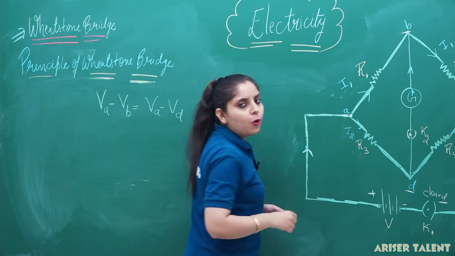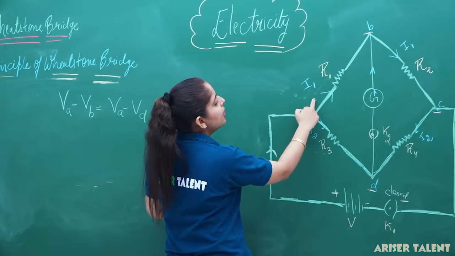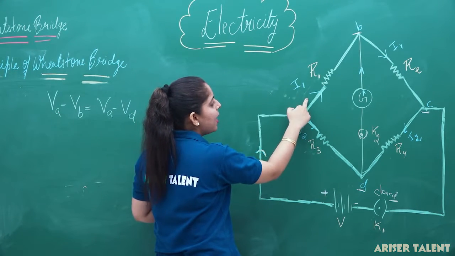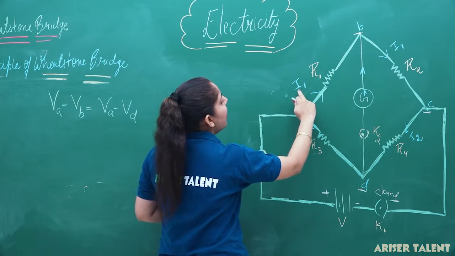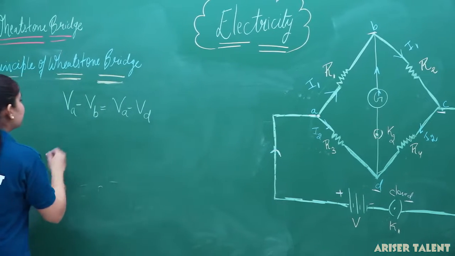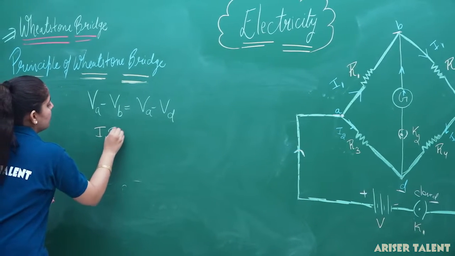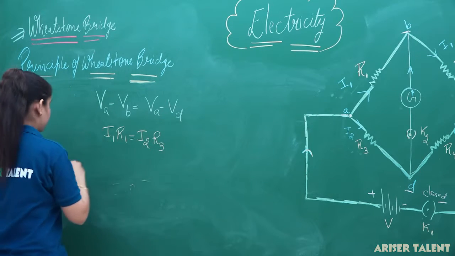Now, according to Ohm's law, we know that V equal to IR. So, the current flowing in this arm is I1 and the resistance is R1. So, we can write I1 R1 equal to I2 R3. So, the next condition is I1 R1 equal to I2 R3.